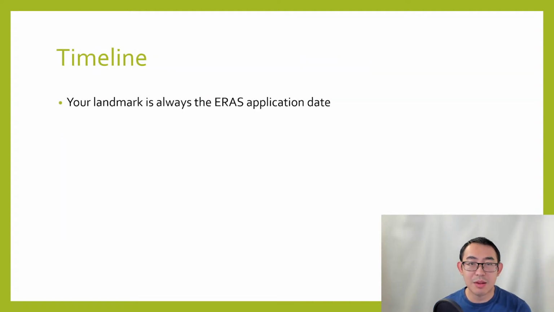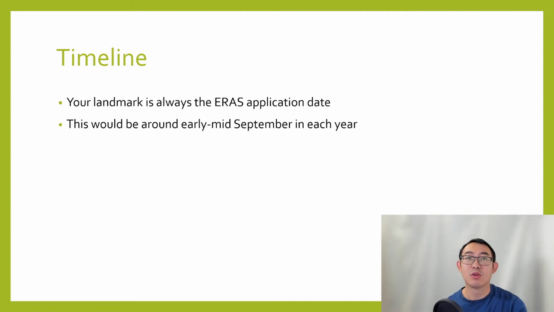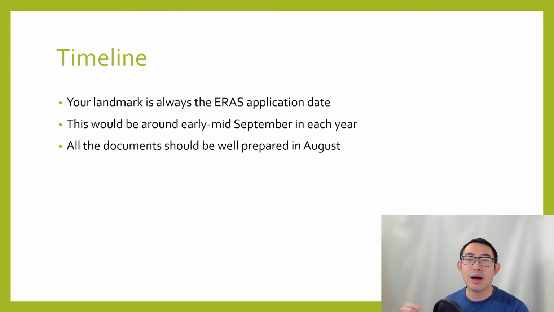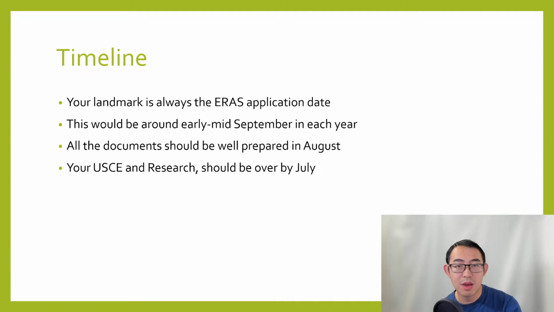Timeline. We'll talk about the timeline a little bit. Basically, your landmark is always the ERAS application date. Why? Because that does not change. Your landmark is always something that doesn't change, right? That will happen around early to mid-September every year, so that's the time when you submit. It makes sense if everything is prepared at least a month before. Earlier is better, but at least a month before. That means everything needs to be done by July.